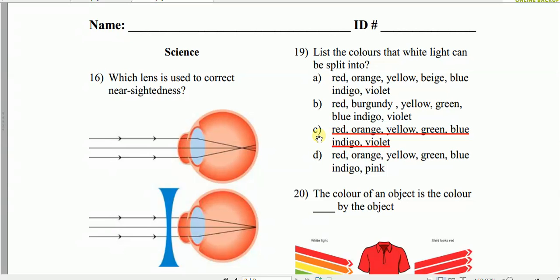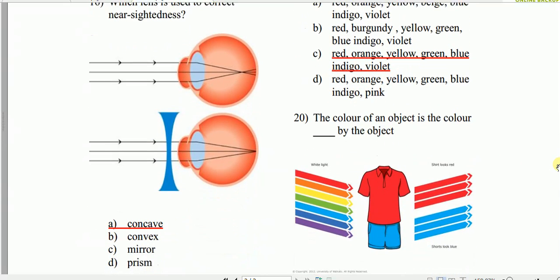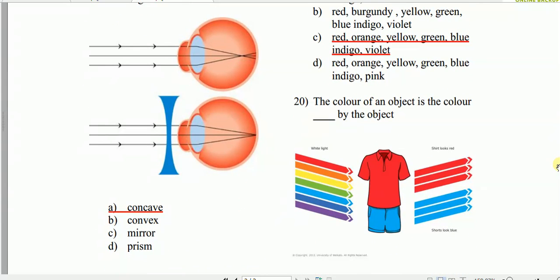All right, so those are the colors of the rainbow, and we can remember it by saying ROY G BIV, the colors of the rainbow or the visible spectrum.